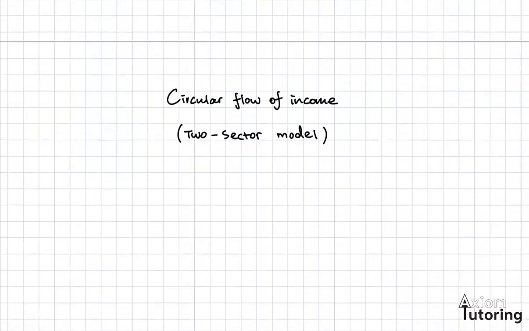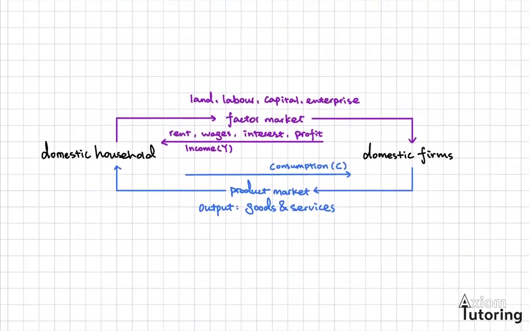Now imagine that there is an economy with only two groups: domestic households and domestic firms. There's no government, no international trade, and no financial sector. Now let's begin with the analysis of the factor market.